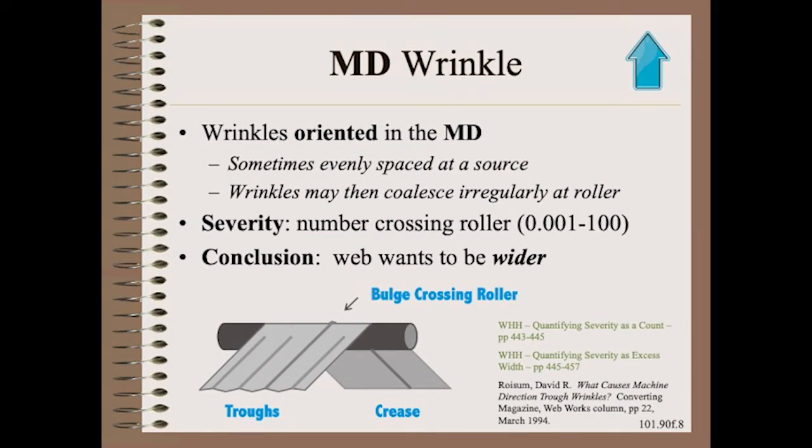The MD wrinkle is easily distinguished from other major cases because the trough, the bulge, or crease is oriented very close to the machine direction. All of the subcases have to do with width.